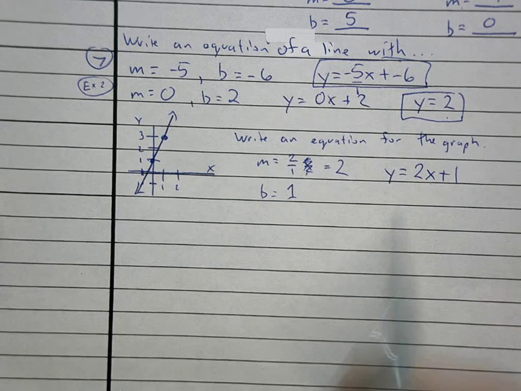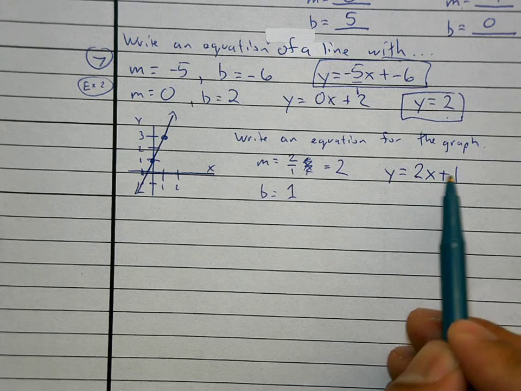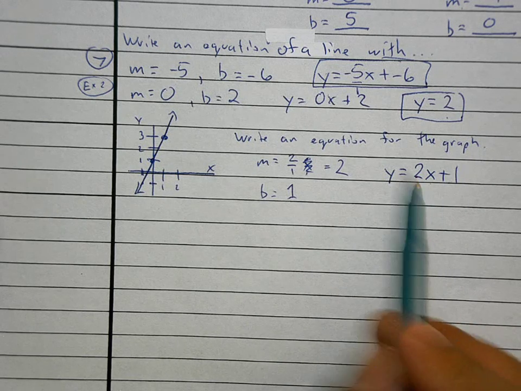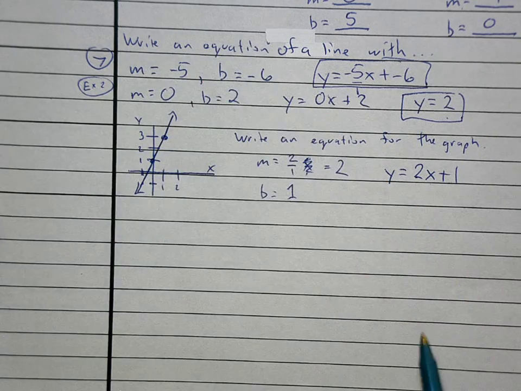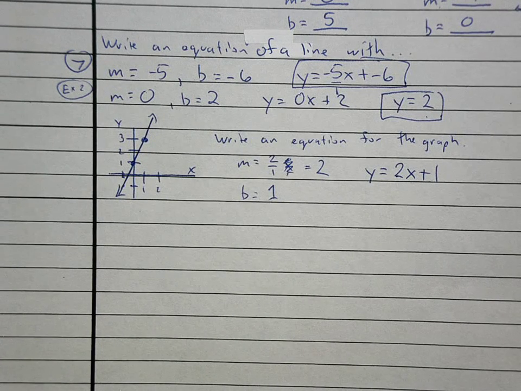Now that we're writing the equation, we have to write the x. I got to know that this is the M. The M is just the number in front. The B is there, and I only replace the M and the B in the equation. That's what I was trying to say. So far, so good.